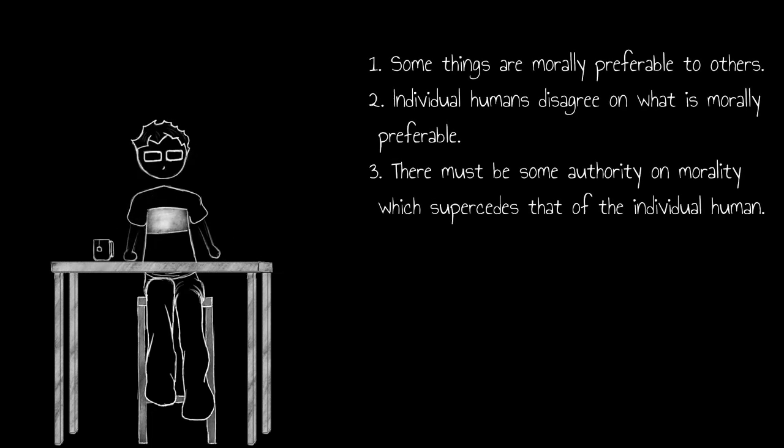All of this is fine, and there are lots of arguments on both sides, but I think we've discovered something rather important. What is good? If we consider Leibniz's concept of greater good, we have something that is not black and white, but rather a scale. Let's try this on for size. Some things are morally preferable to others. Individual humans disagree on what is morally preferable. Therefore, there must be some authority on morality which supersedes that of the individual human.